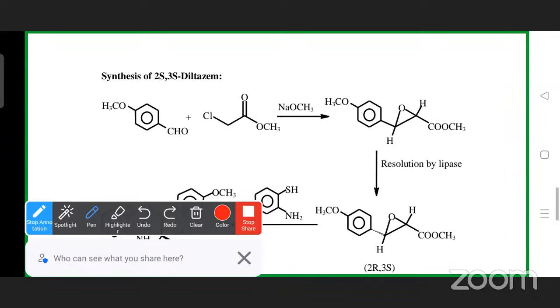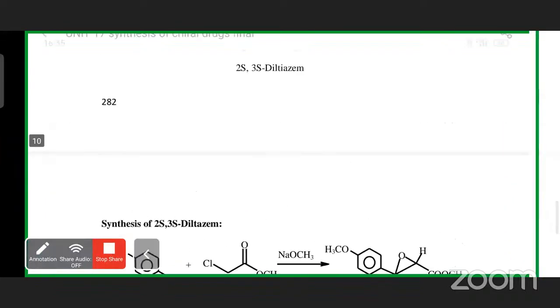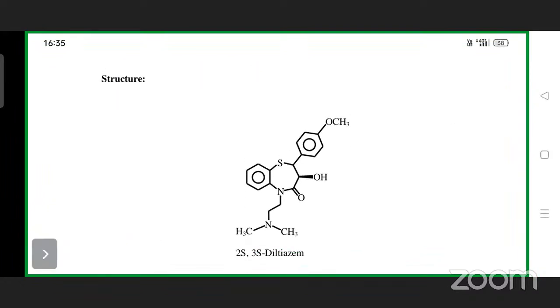You see, two chiral centers are there, right? There are two chiral centers. Yeah, so this is the chiral center here, and this is the chiral center. 2S and 3S, right? This is a chiral center and this is a chiral center. Two chiral centers are there.